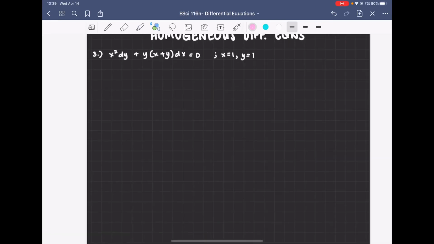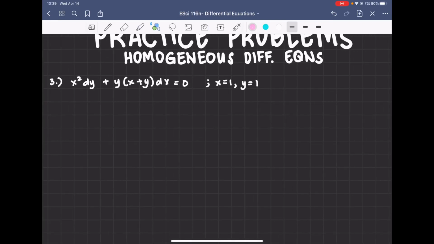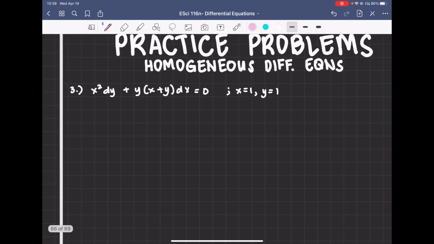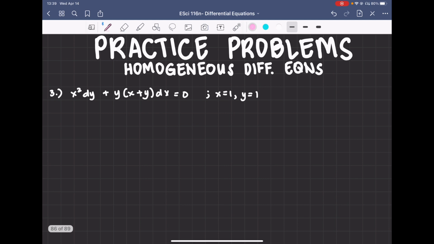On to question number 3, we have x squared dy plus y times the value of x plus y dx equals 0, wherein x equals 1 and y equals 1. So again, we have to rearrange our equation so that we can have dy over dx, because in solving this, we're going to need v equals y over x, y equals x times v, and dy over dx equals v plus x dv over dx.